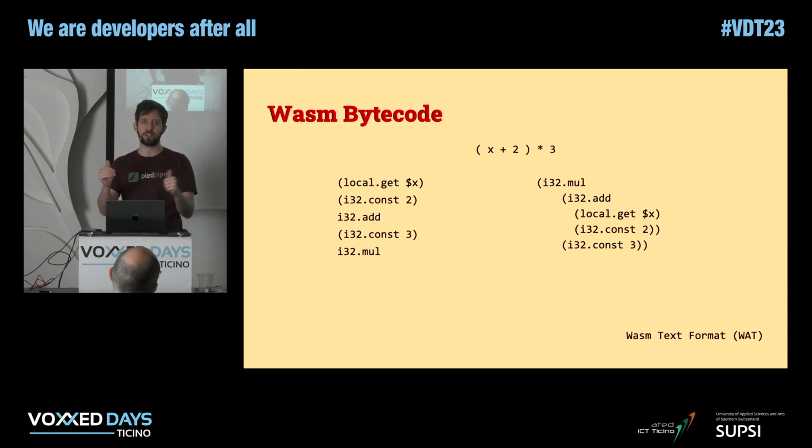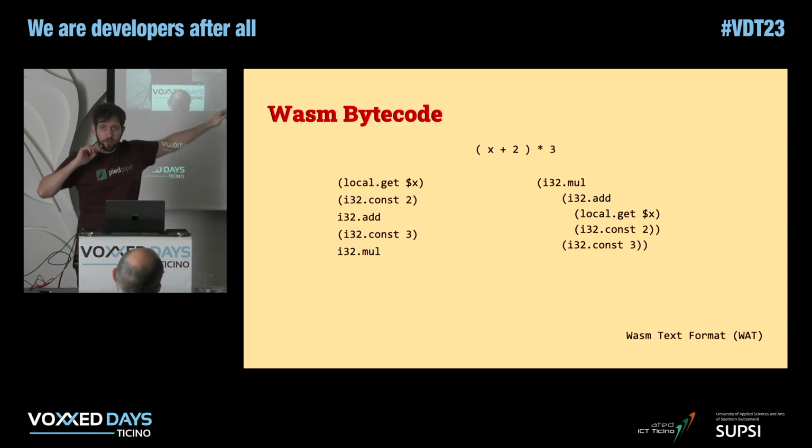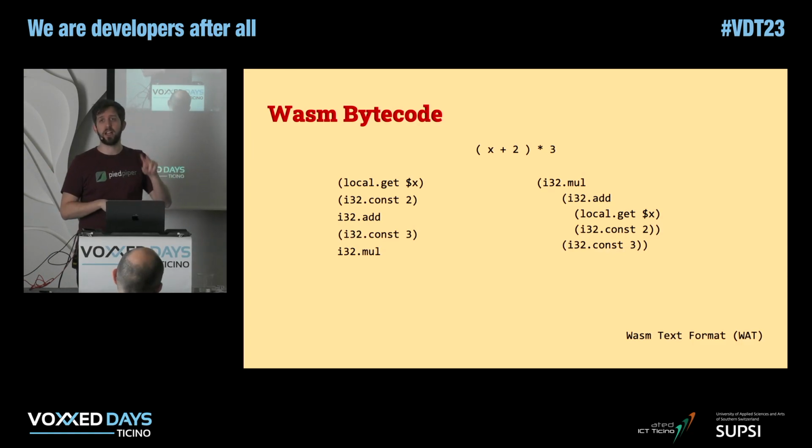So let's, for example, see a simple expression such as x plus 2 times 3. Okay, so let's say x is 4. Let's start at the right. The first instruction says, I'm going to get the value of x and put it on the stack. So x is 4. So on the stack now it's 4. Then I'm going to put on the stack the constant value 2. So on the stack there's 4 and 2. All right, then I'm going to call the add instruction. So add 4 and 2, which is 6. Yes, good.